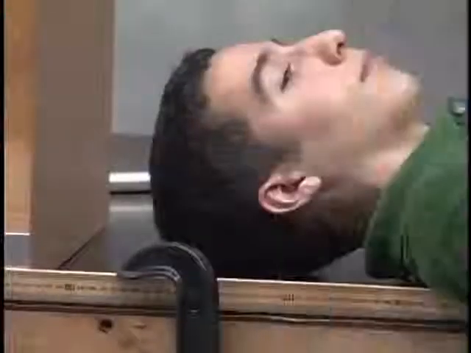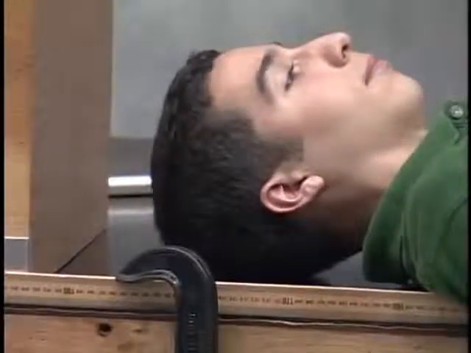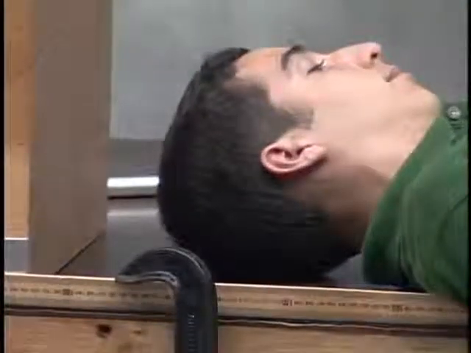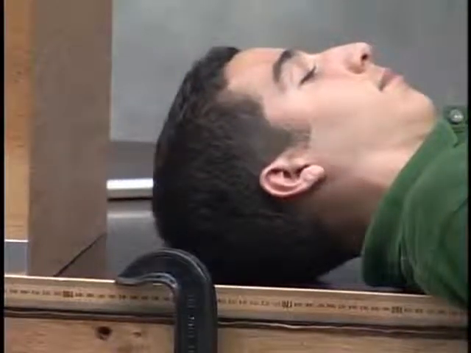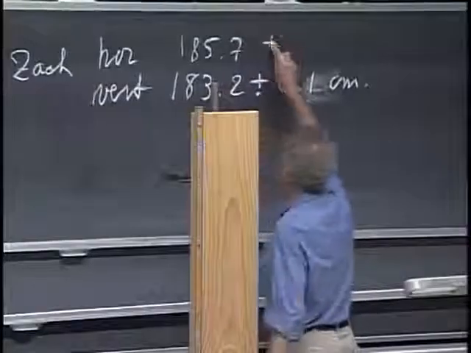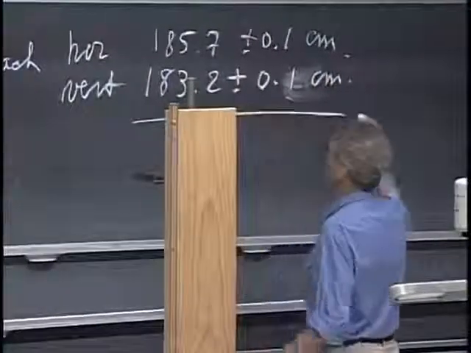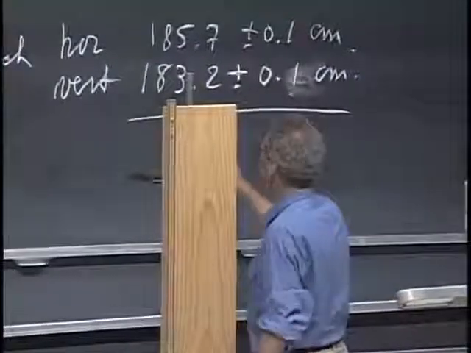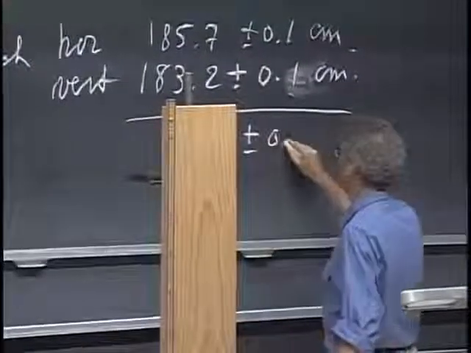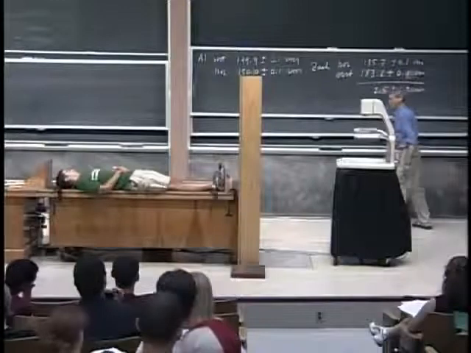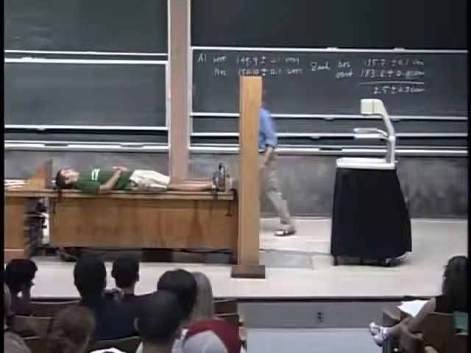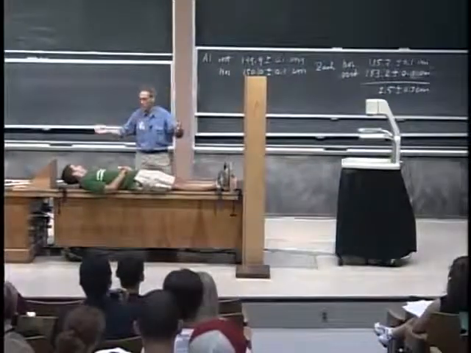185.7. Stay where you are. I want to first make the subtraction. 185.7 plus or minus 0.1 centimeter. That is 2.5 plus or minus 0.2 centimeters. You're about 1 inch taller when you sleep than when you stand up. My grandmother was right. She's always right.